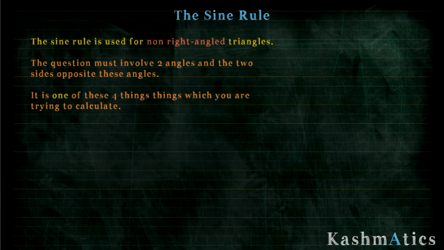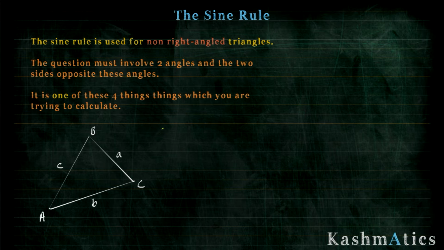As I said in the introduction, the sine rule is used for non-right angled triangles. And the question must involve two angles and the two opposite sides to these angles. And it's one of these four things which you're trying to calculate. So let me just draw a triangle up. There's a triangle. And the way the sine rule works is this.